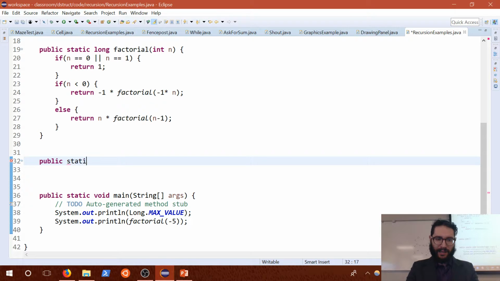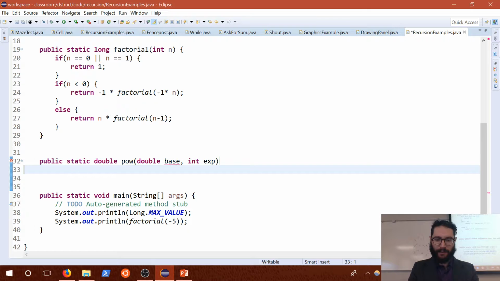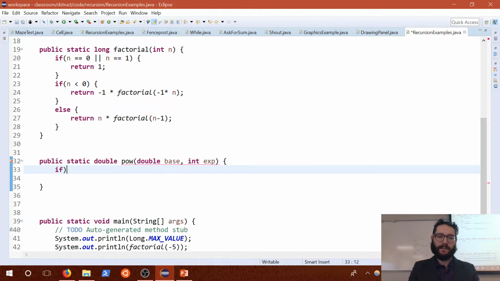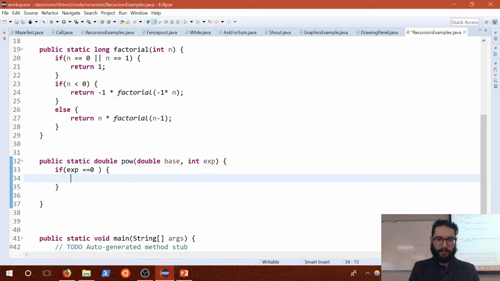So public static double, let's call it the pow function. It's going to take in some double base, and we're going to raise it to the int exponent power. So let's go ahead and do a base case. If exponent is equal to 0, base case, don't even have to think about it. If the exponent is the 0th power, we return 1.